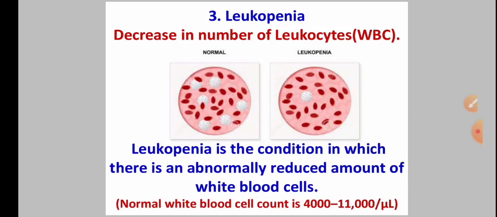Third disorder is leukopenia. Leukopenia is the condition in which there is an abnormal reduced amount of white blood cells. Normal white blood cell count is 4000 to 11,000 per microliter.